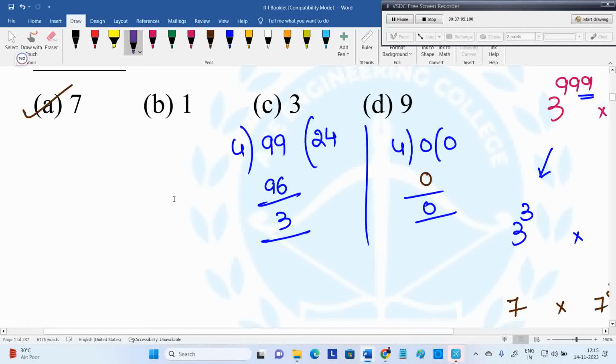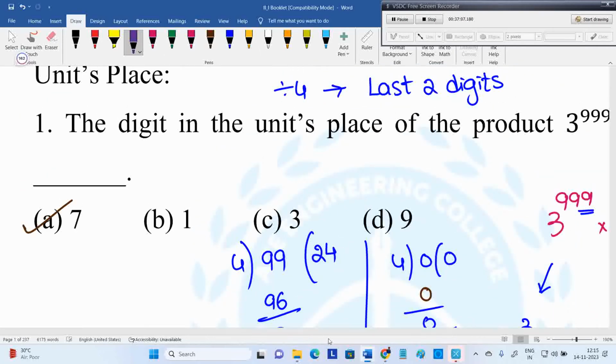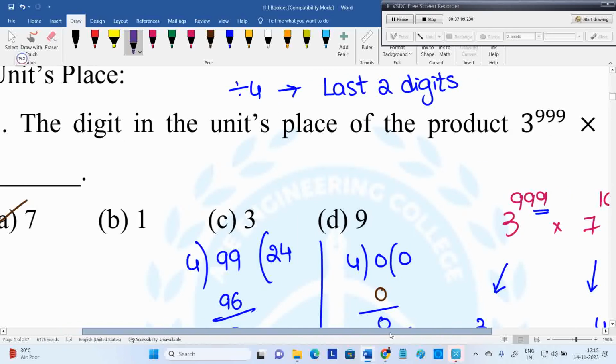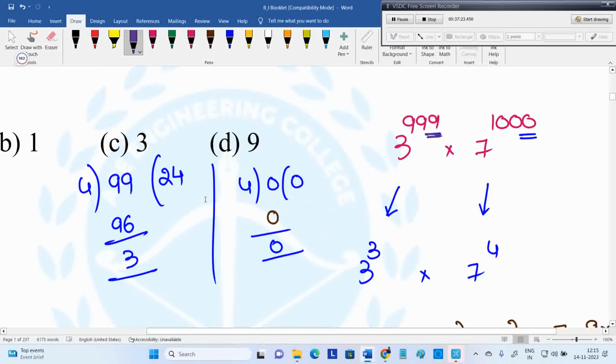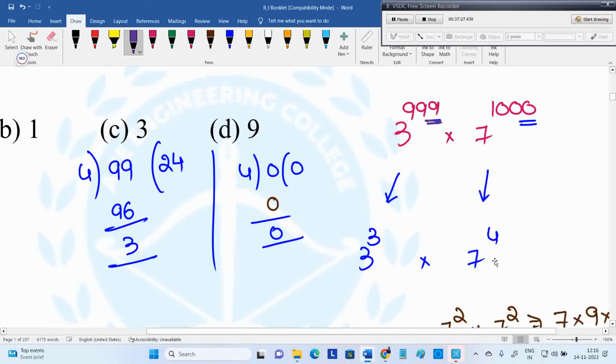So see the analysis. We went for the second approach. In fact, 3 and 7 are cyclicity 4 only, you people know. Using that point also. But don't waste your time. If it is a big number, take last 2 digits only. Divide by 4. 99 divided by 4, 3 is the remainder. 1000 divided by 4, remainder is 0. When remainder is 0, substitute power equal to 4.